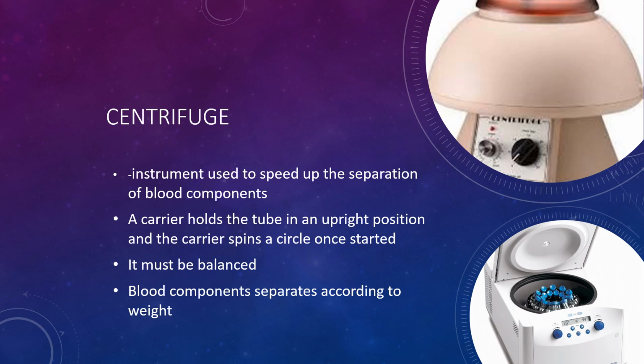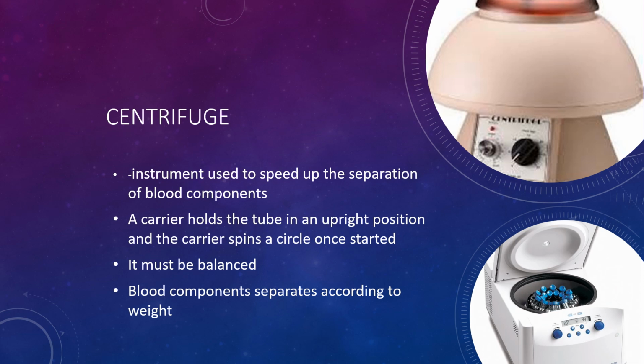Centrifuge is an instrument used to speed up the separation of blood components. Inside your centrifuge, a carrier holds the tube in an upright position and the carrier spins in a circle once started. So a centrifuge works by rotating at rapid speeds, thereby separating substances using the power of centrifugal force. So the speed of the centrifuge is measured by RPM or revolutions per minute.